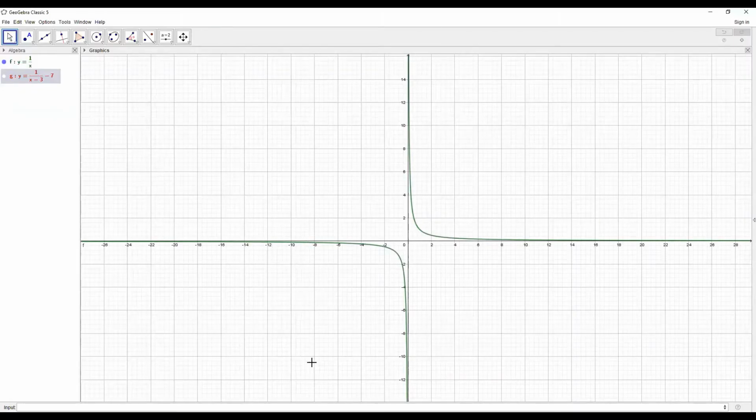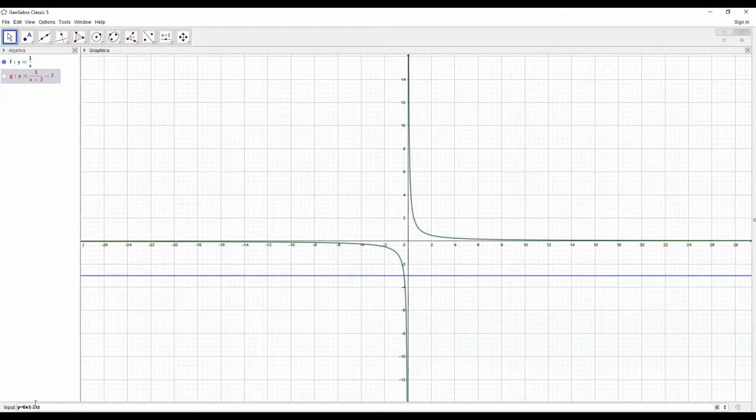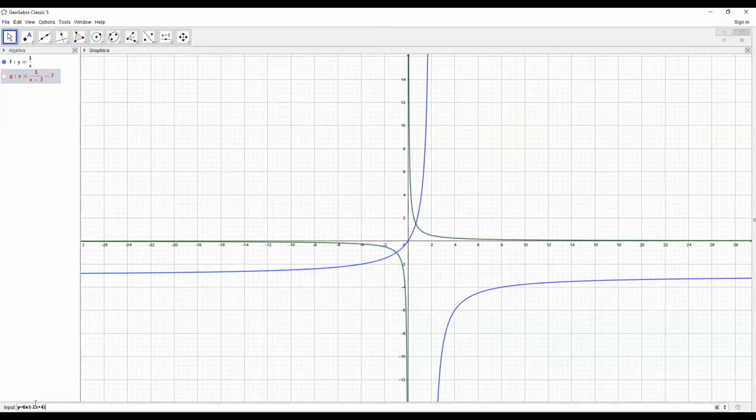And so what we had here was, you see, 6x over negative 2x plus 4. So I'll put that in: 6x over negative 2x plus 4. So y equals 6x divided by, parentheses, negative 2x plus 4, close the parentheses.